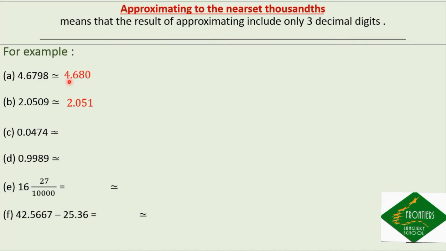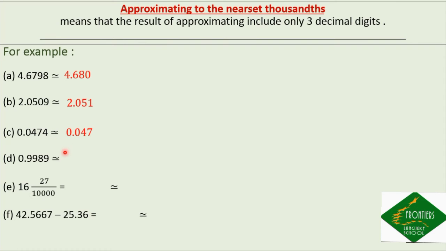Letter B, 2.0509, so it will be after approximation 2.051. We underline 9 and circle 0. 9 is rich and it will give 1 to 0, so the answer will be 2.051. Letter C, 0.0474. We want to approximate it to the nearest thousandth also, so underline 4 and circle 7. Okay, 4 is poor, so the answer will be 0.047.